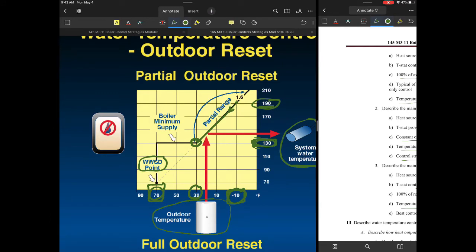All right, now that right there. So now what happens is, let's go back to this point right here at 130. On this system, we're showing it, this is going to occur at 30 degrees. Now at 30 degrees outside air temp, no matter if it gets 30, 40, 50, 60 outside, it will not let that boiler minimum temp go lower than that.